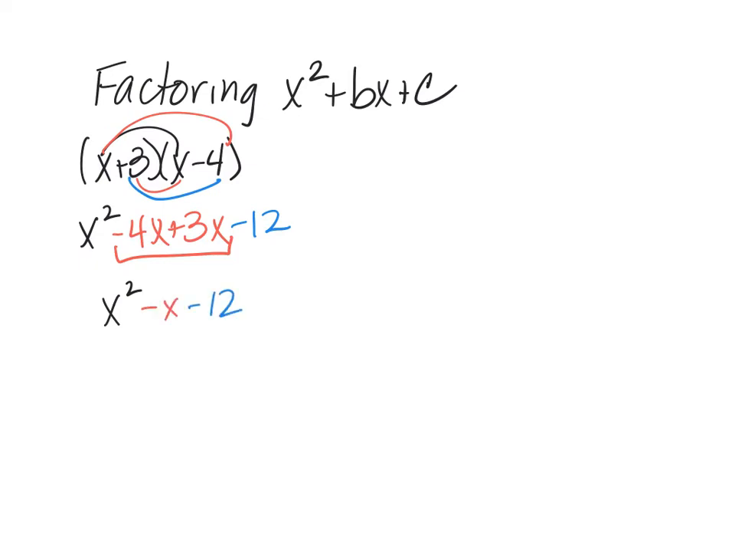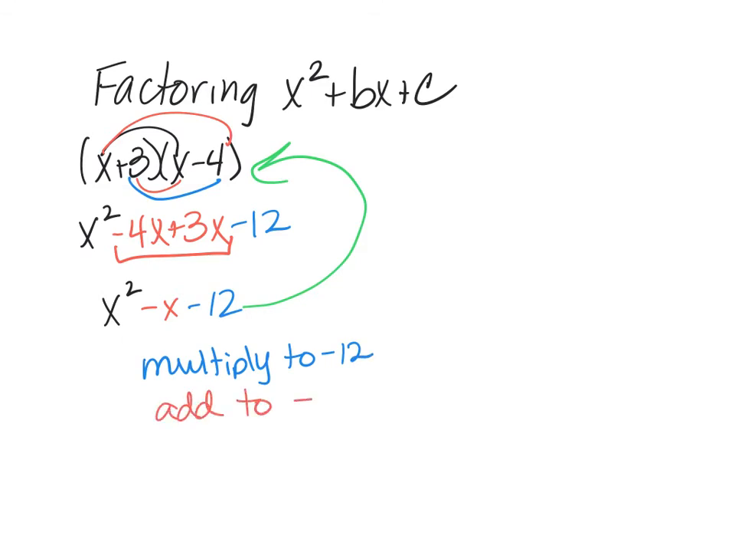I'm color coding this because when we're factoring, we're going to go the other way. I want to write the factors, the two binomials that it multiplies. So we're looking for two numbers that multiply to negative 12 and add to negative 1. We want what two numbers do both of these things. And oftentimes we organize that into this box.